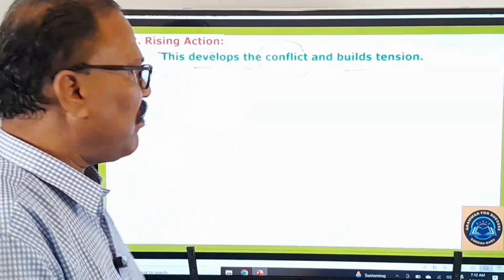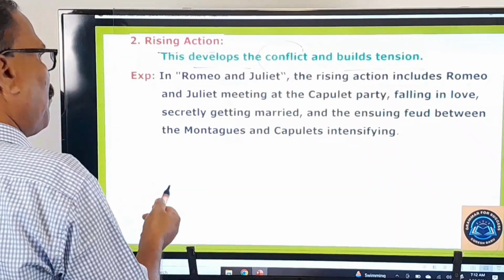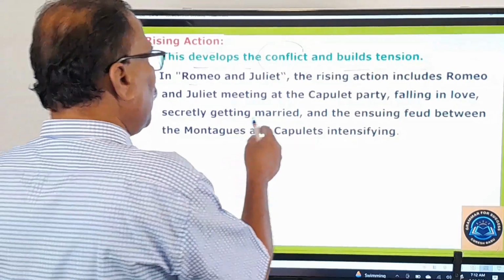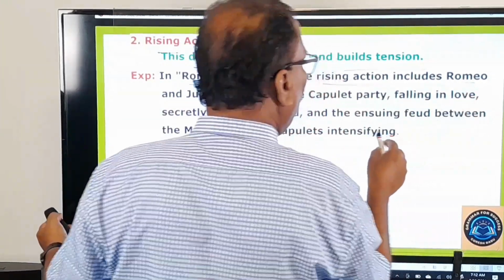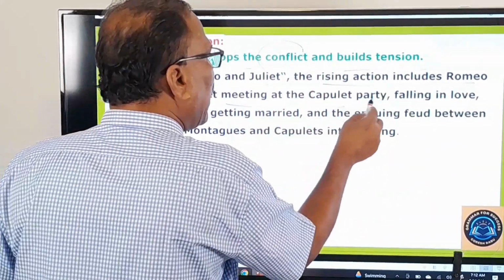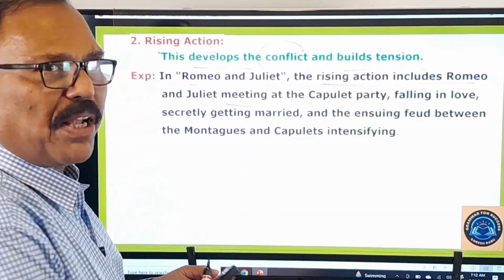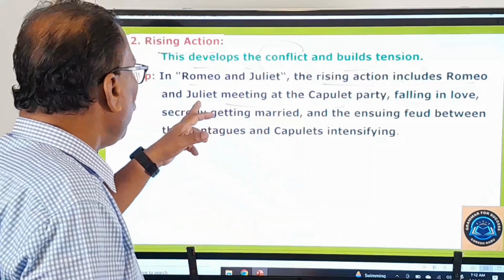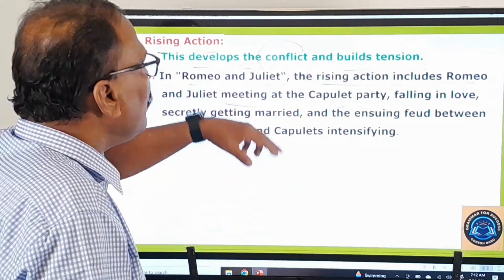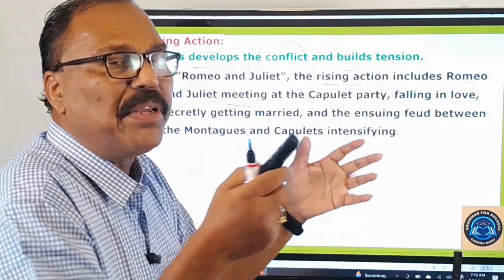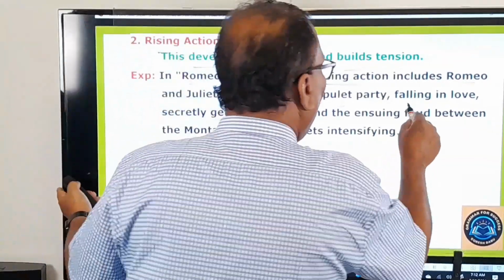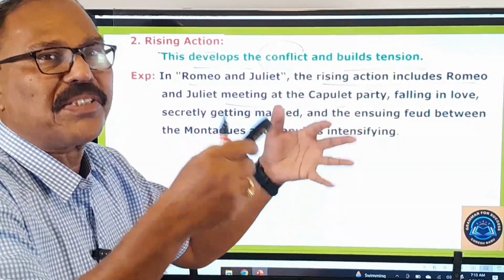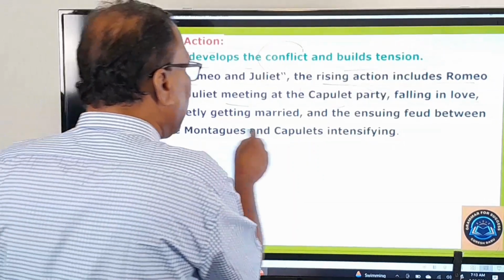That's very important, right? And for the example, I'm taking the same example from Romeo and Juliet. The rising action includes Romeo and Juliet meeting at the Capulet party, the party conducted by the family of Juliet. In that party, Romeo and Juliet meet each other and fall in love. At once they fall in love. That is called love at first sight. And then secretly getting married.